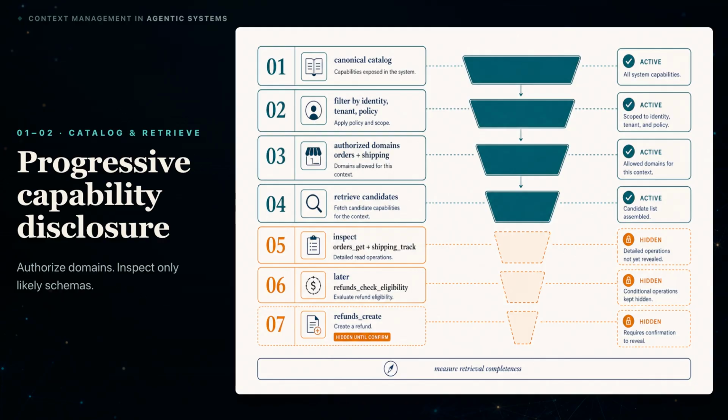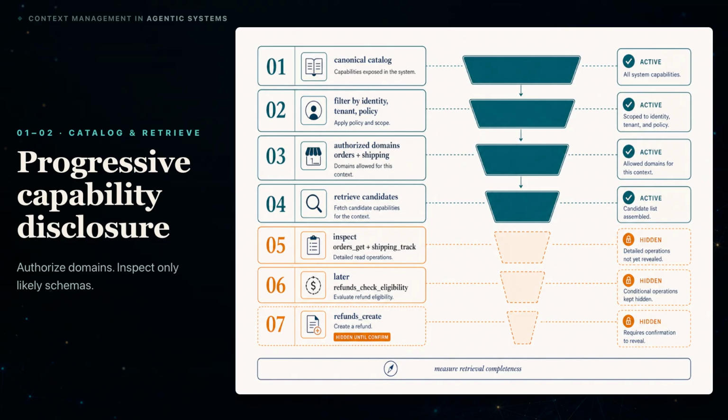The solution is progressive capability disclosure. Start with one canonical catalog outside the prompt. First, filter it by identity, tenant, policy, and environment. For our order question, the assistant sees the orders and shipping domains, not every company integration. Second, retrieve candidate capabilities from those authorized domains.